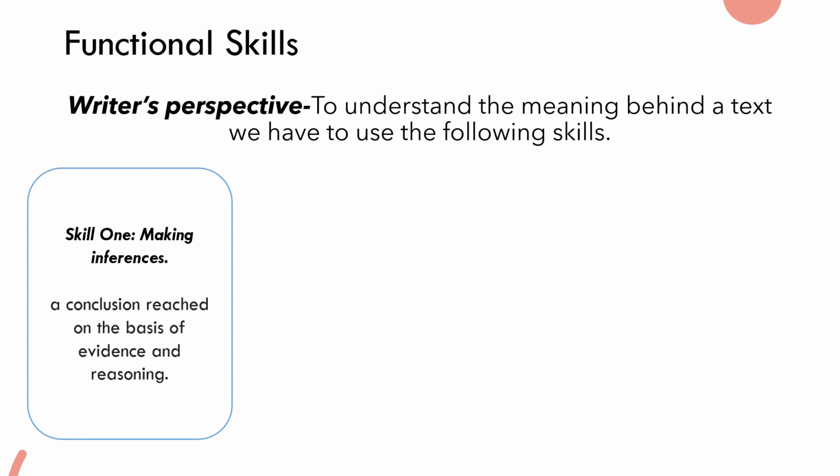The first one then is making inference. So this is the one that you do firstly when you read a text and you try to gain an understanding of what it's really about. When we're making an inference, this is when we have a conclusion that is reached on the basis of evidence and reasoning. Okay, so it's where you read something, you interpret the information, and you make certain assumptions based on the information that you have.